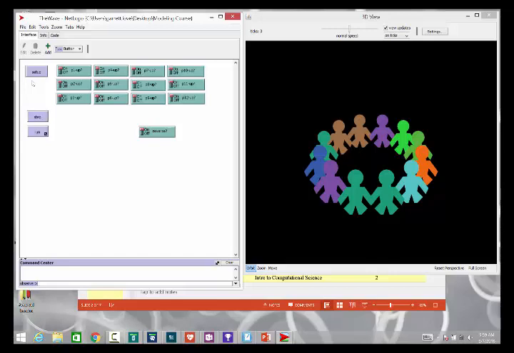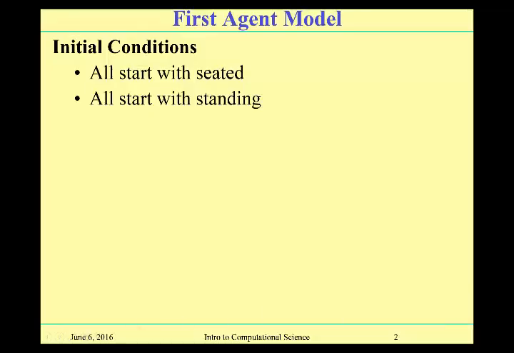I think I'm beginning to see a little bit of a pattern here. Let's try this one more time. Ready? 1, 2, 3. Okay, something different happened, but then we went back and everything's staying sort of the same again. What's going on? I know, let's try this. Let's try a different initial condition.